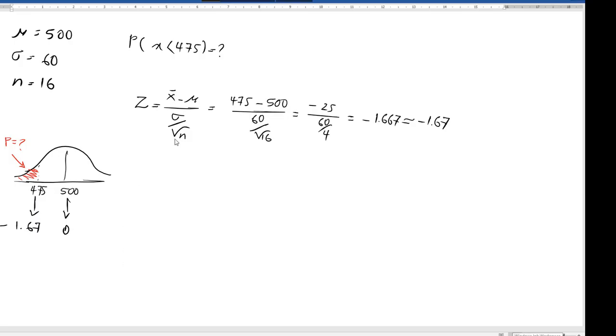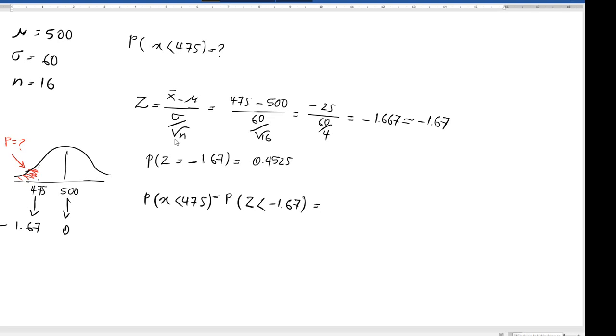So 1.67 is 0.4525. So I can write that the probability of z equal to minus 1.67 is basically equal to 0.4525. Okay, now I'm interested in knowing what's the probability of x less than 475, so that's that area. I can write this as equal to the probability of z less than minus 1.67.